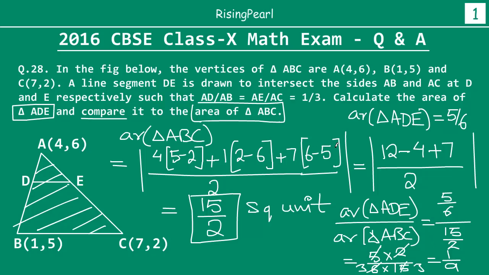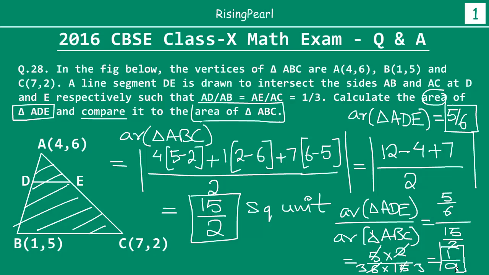So that is 1 by 9. Now if you would have done the area of triangle ABC divided by area of triangle ADE, you would have got 9 by 1. So both answers are correct. If you take the area of ABC first and divide that by area of triangle ADE, you will get 9 by 1. Or if you take the area of triangle ADE first, divide by area of triangle ABC, it will be 1 by 9. So we have found out the area of the smaller triangle individually, which is 5 by 6 square unit, and the ratio of smaller triangle area divided by the bigger triangle area is 1 by 9.